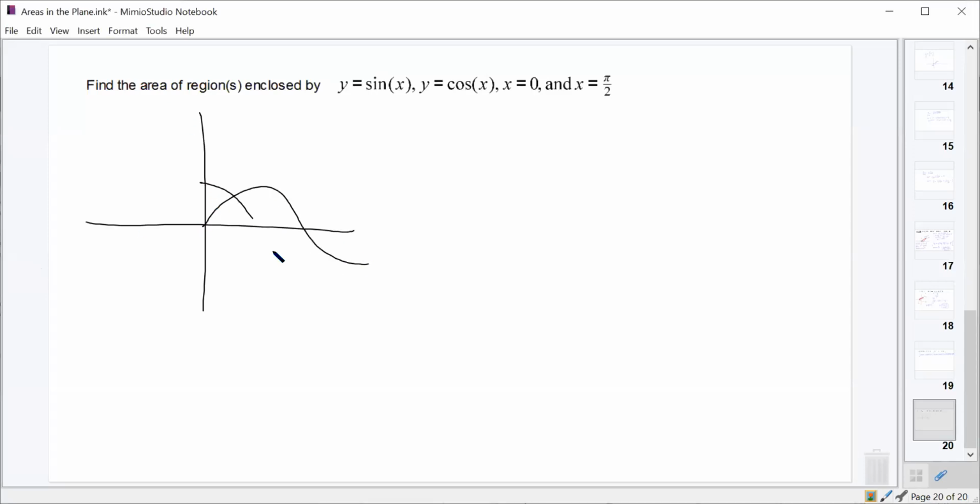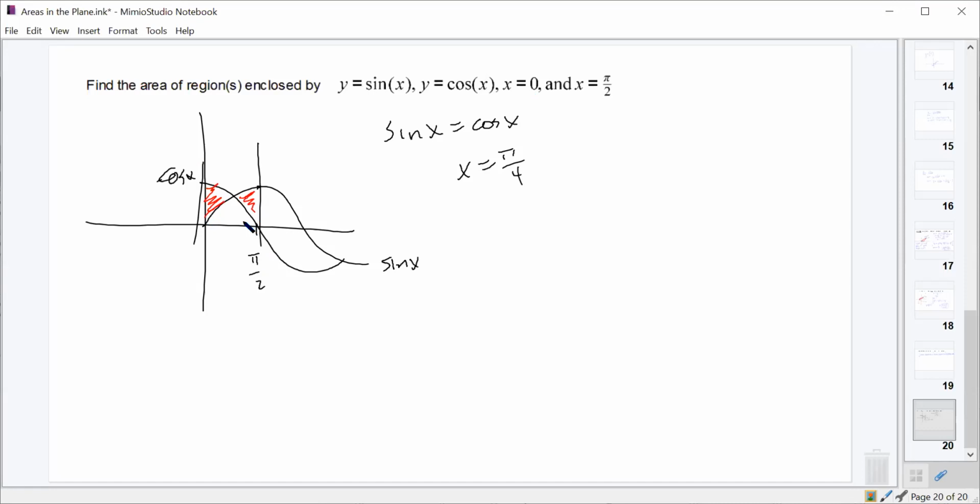Sine x and cosine x. And we're going from 0 to pi over 2. Pi over 2 is where cosine crosses the x-axis and where sine hits its max. Right, so this is our sine x, and this is our cosine x. Where do they intersect? Where does sine x equal cosine x? Pi over 4. A lot of other places too, but pi over 4 is the one we care about, right? Because we're enclosed by pi over 2 and x equals 0 also.